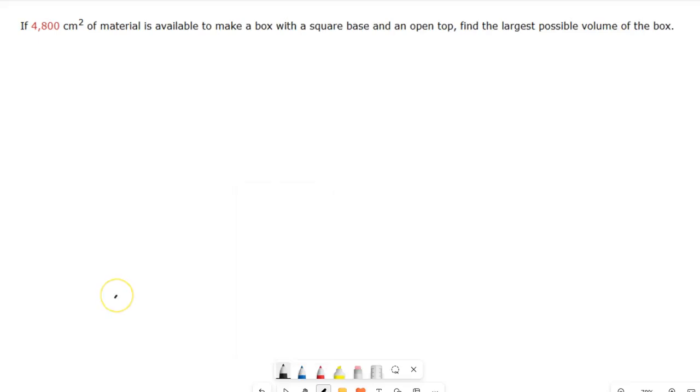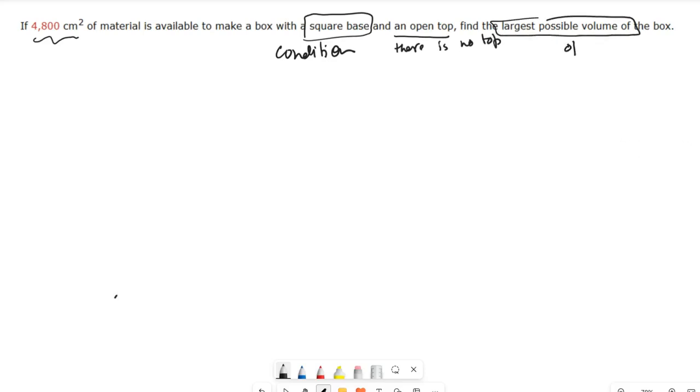Here's another question. If 4,800 cm² of material is available to make a box with a square base, that is your condition, and an open top, which means there is no top. Find the largest possible volume. That means we need to optimize volume. So let's visualize it. Let's draw a box.